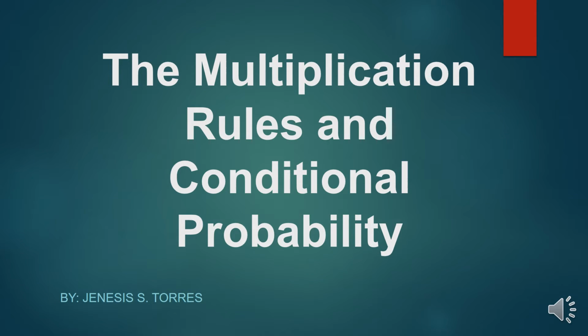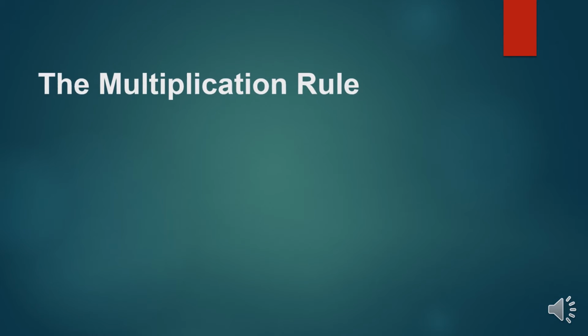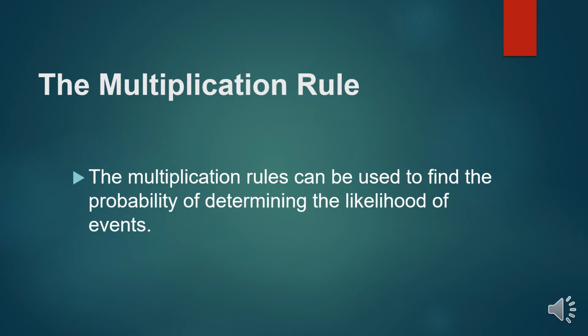I am Genesis Stars, one of the reporters for today, and our topic is all about the multiplication rules and conditional probability. And my topic is all about the multiplication rule. The multiplication rules can be used to find the probability of determining the likelihood of events.